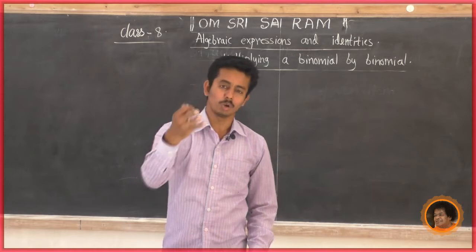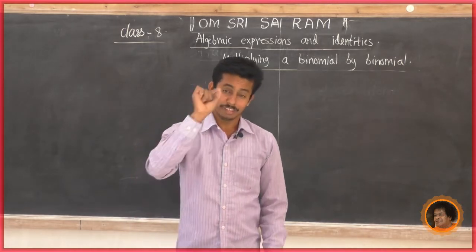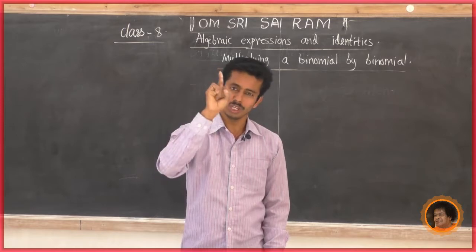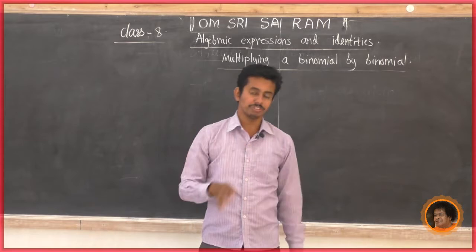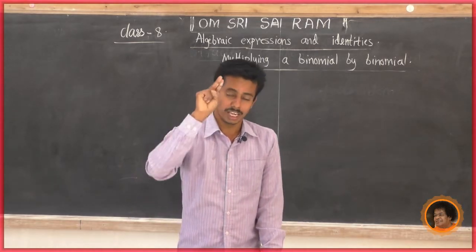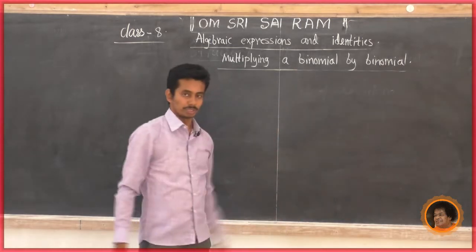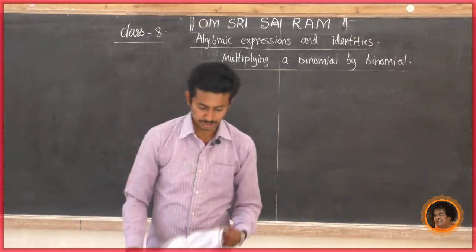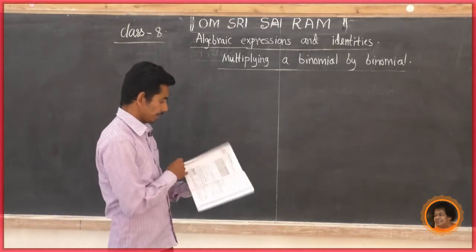What do you mean by binomial? What is the difference between monomial and binomial? An expression which contains only one term is a monomial. An expression which contains two terms is a binomial. Let's solve some problems related to multiplying a binomial by a binomial.